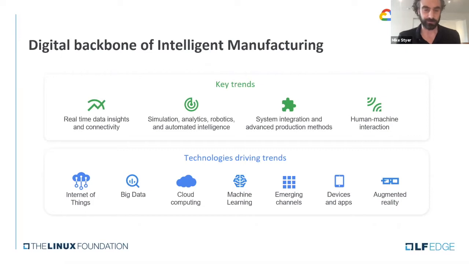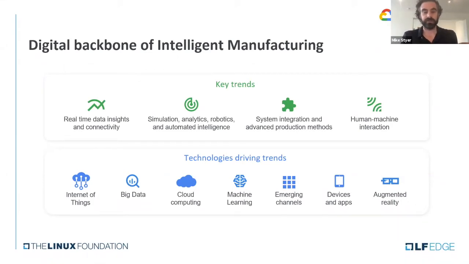So some of the trends that we're seeing, of course, is the need for real-time data insights, real-time activity monitoring and connectivity, applications to simulation, robotics, advanced technologies, integration of these fundamental data systems, and then really an understanding of human-machine interaction.